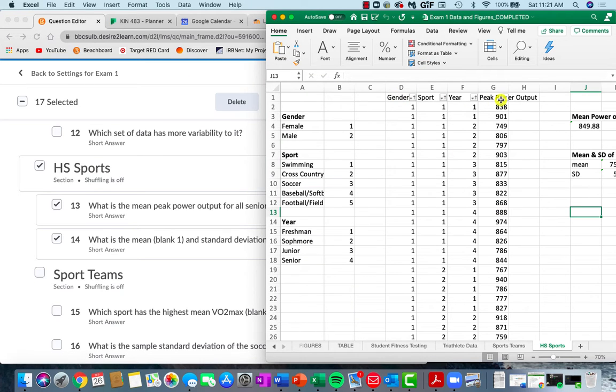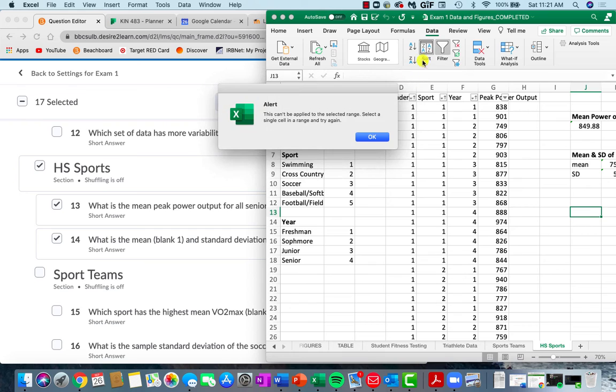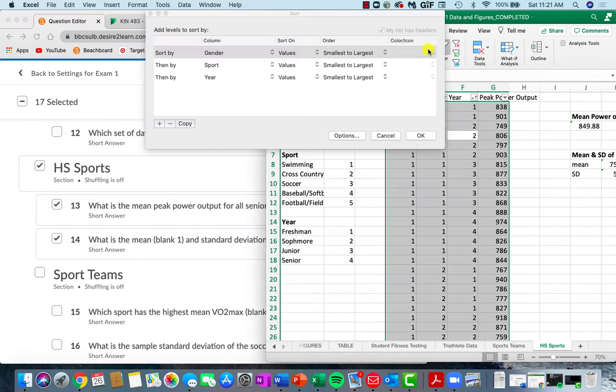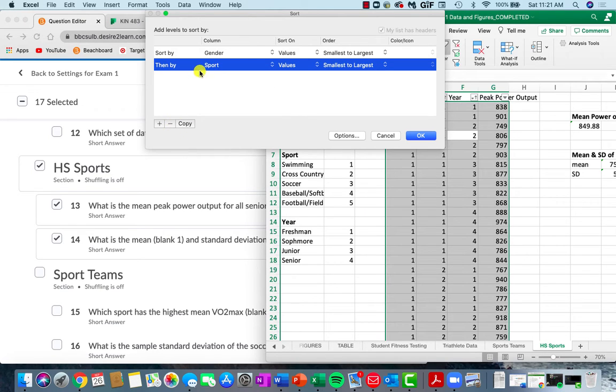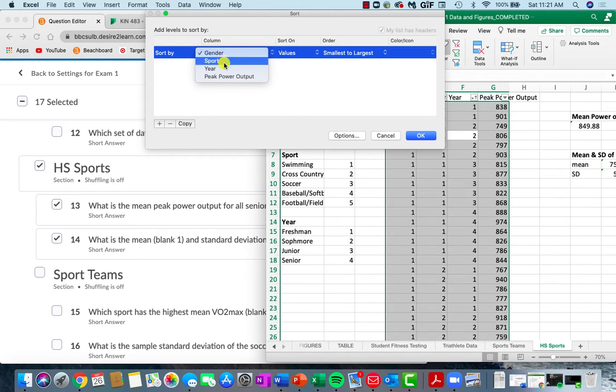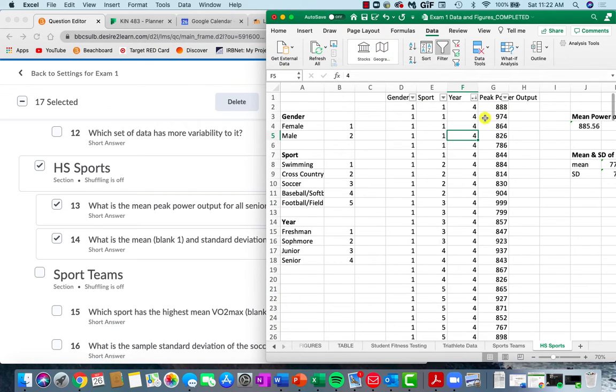So the best way you could have done this is to highlight and apply a filter to all of these columns of data. And then we would have sorted that data, let me delete these real quick so they're not applied, by year, right? Because we want all seniors clumped into one. And let's say we're going to go from largest to smallest. Okay, so that way we have all of our seniors up top.